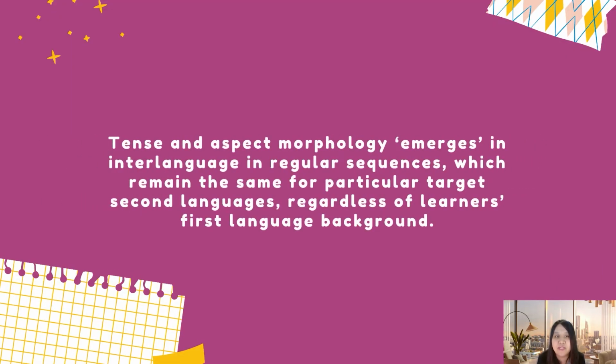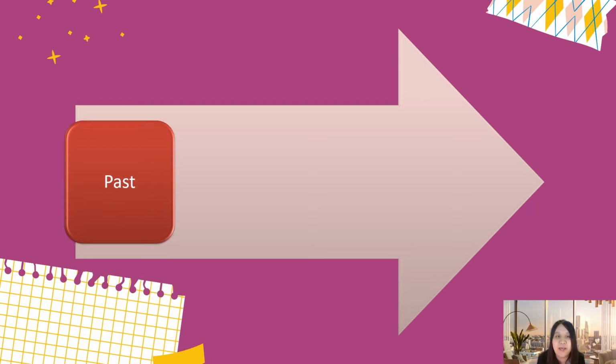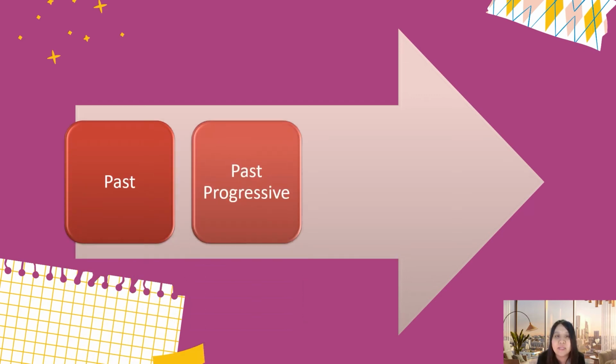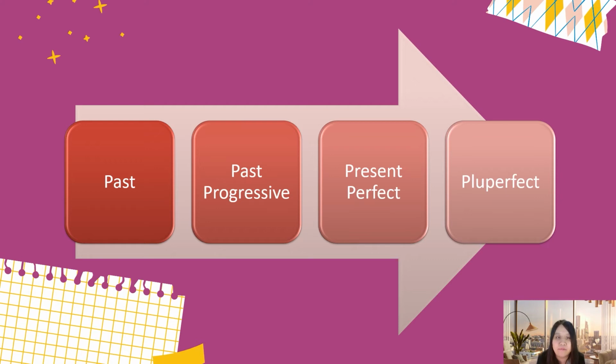So Bardovi-Harlig also claims that tense and aspect morphology emerge in the interlanguage in a regular sequence, which will remain the same for particular targets in a second language, regardless of the learner's first language background. Therefore, for example, the order of the emergence will look like this. It will first come in the past, and the next one is the past progressive, followed by present perfect, and lastly past perfect.